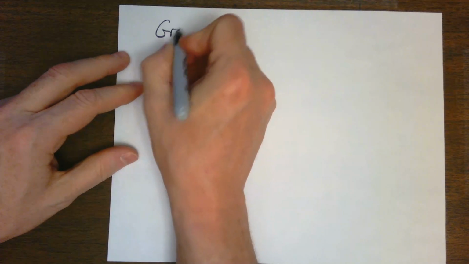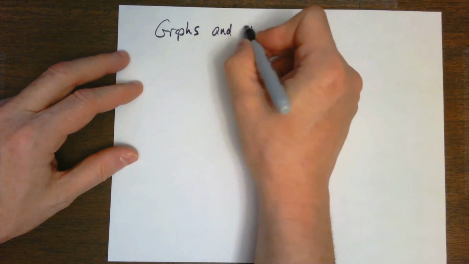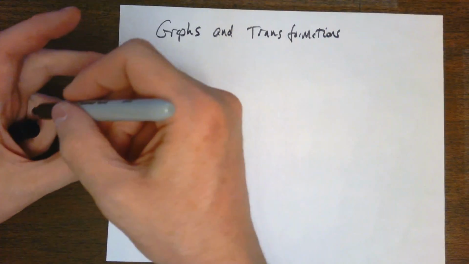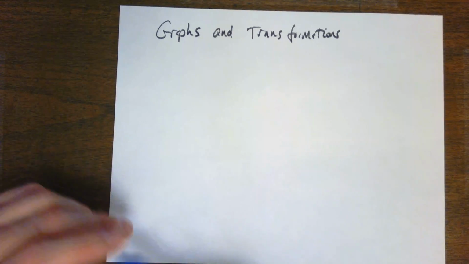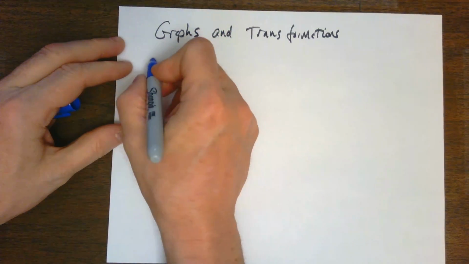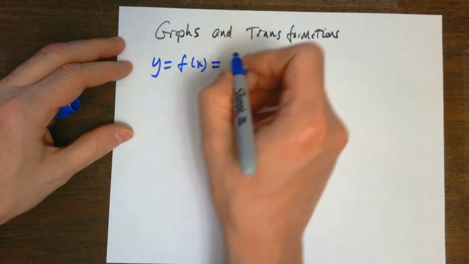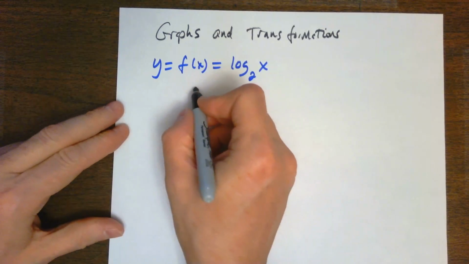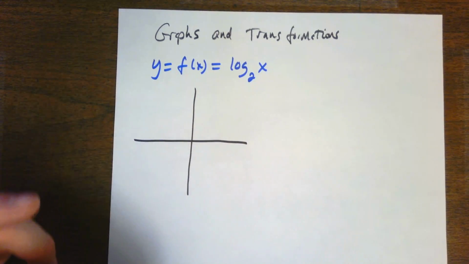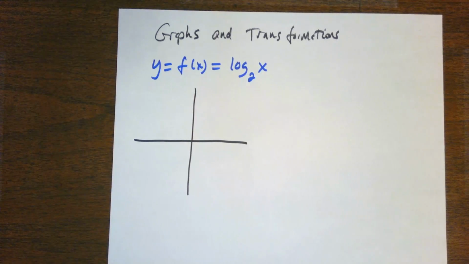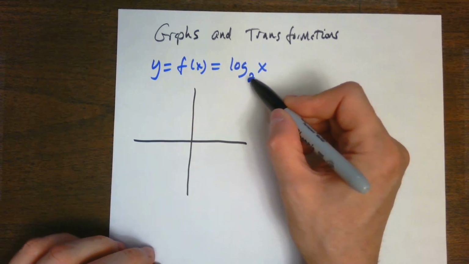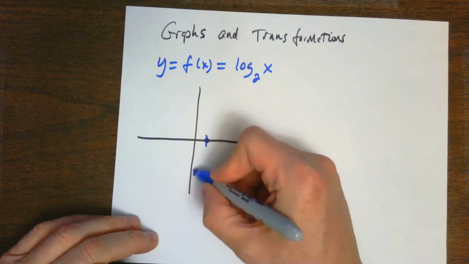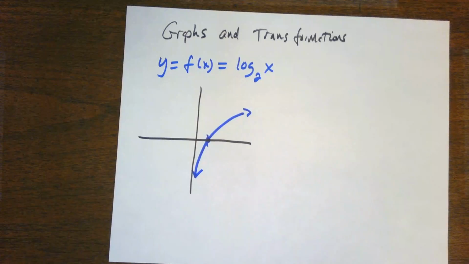So, graphs and transformations. So we know that if I have y equals f of x equals log base 2 of x, we should know what this graph looks like. This is one of the parent functions. Is it going to be logarithmic growth or logarithmic decay? The base 2 is bigger than 1, so I'm going to have logarithmic growth here. So this would look like something like that.